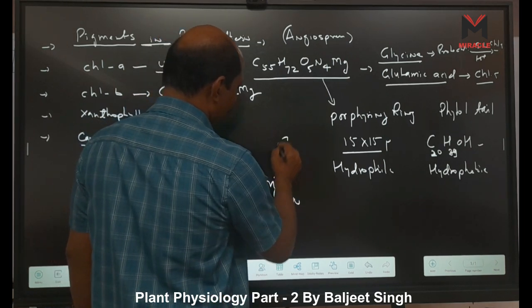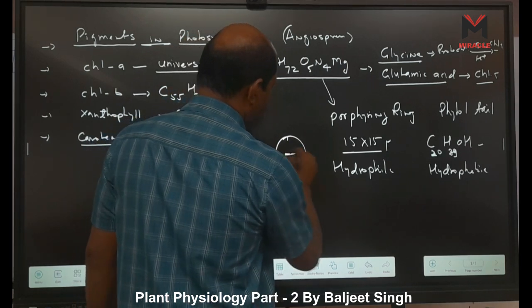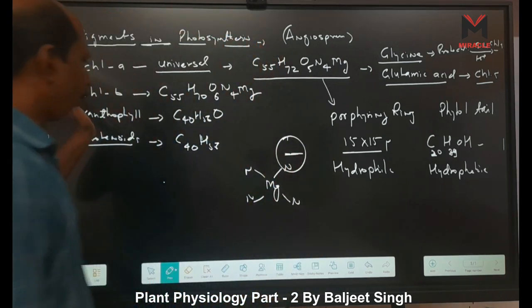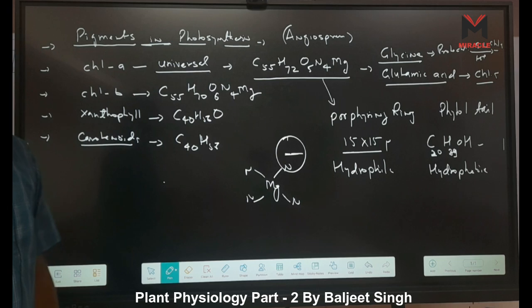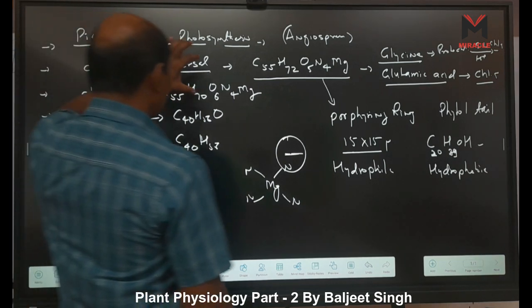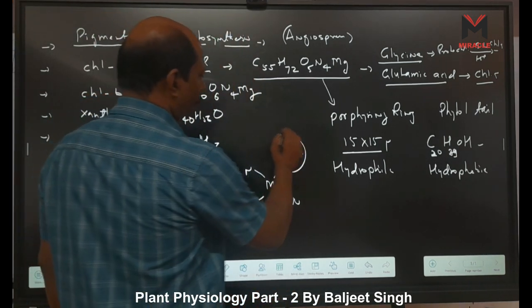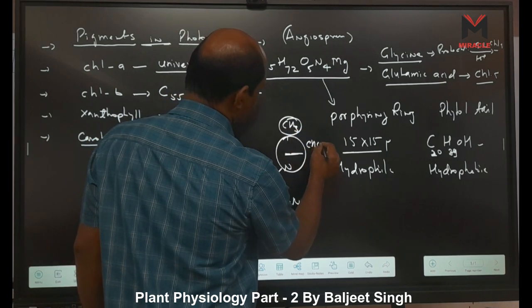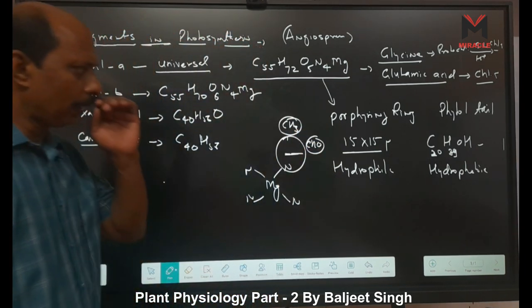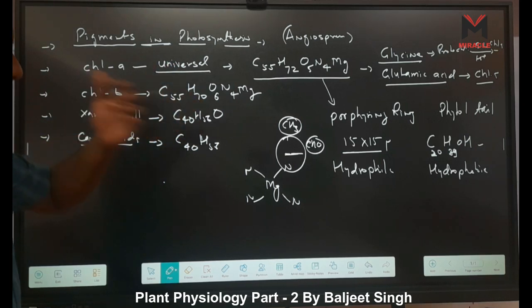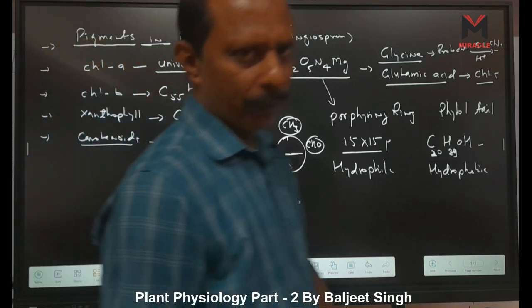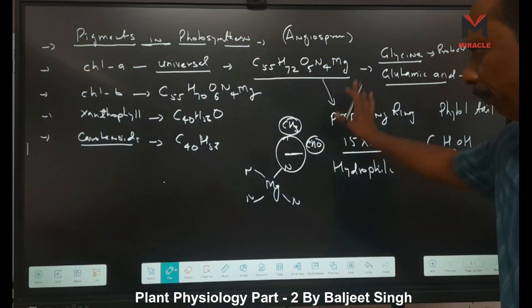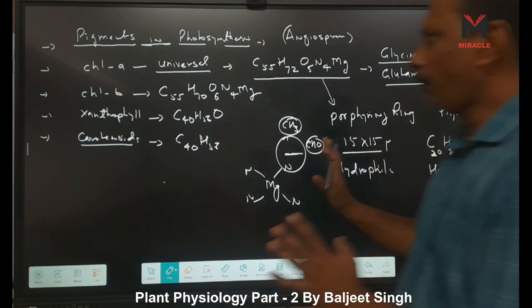This is the second part, and this second ring is different in chlorophyll B. What is the difference between chlorophyll A and chlorophyll B? In chlorophyll A, we have a methyl group, but in chlorophyll B, we have a CHO group. That is the main difference, but it is not in our syllabus, so we need not go too deep. Okay, chlorophyll pigments are given.